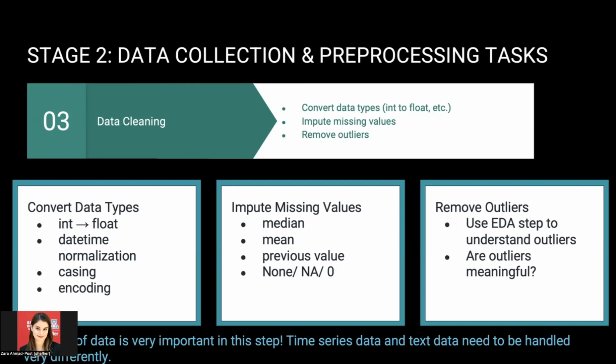And then when we remove outliers, we need to make sure that we understand our outliers. Are our outliers actually meaningful? Do we want to keep our outliers? Are there any implications for our inferencing stage if we remove outliers or if we keep them?